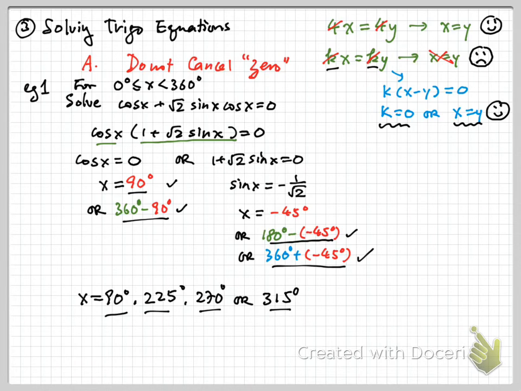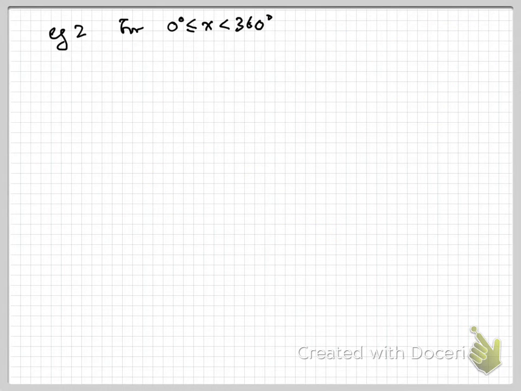Alright, let's take a look at another example similar to this one. Once again, we have x between 0 to 360 degrees. Just like previously, we always keep using this range. x is lying between 0 to 360. We want to solve root 7 sine x plus 2 tangent x equals 0.